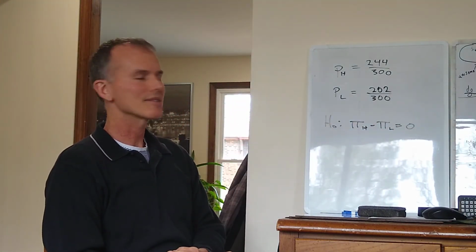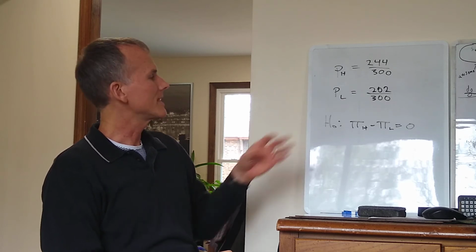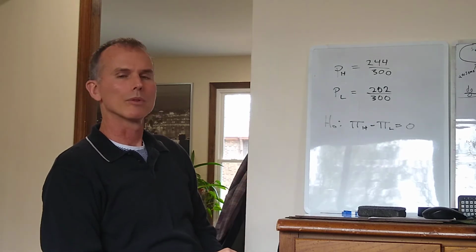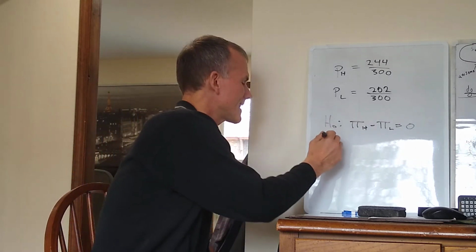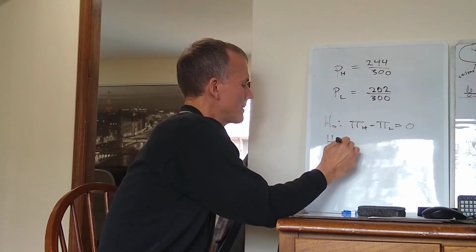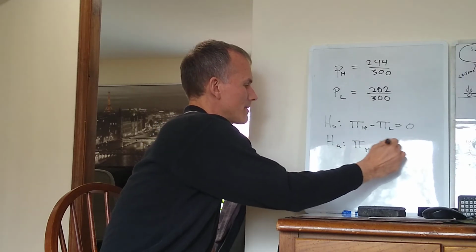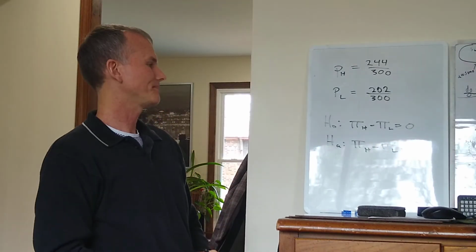It's the null hypothesis. The alternative hypothesis, well, researchers didn't really have reason to believe that one group over the other would be more willing to buy an electric car. So I'm going to do a two-tailed test here. So my alternative hypothesis is that pi sub h minus pi sub L does not equal 0.